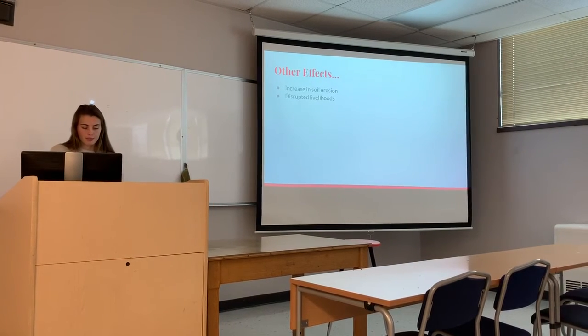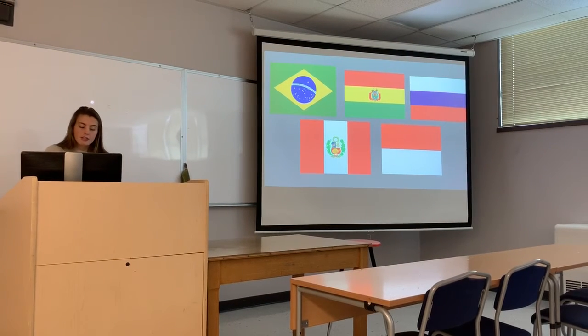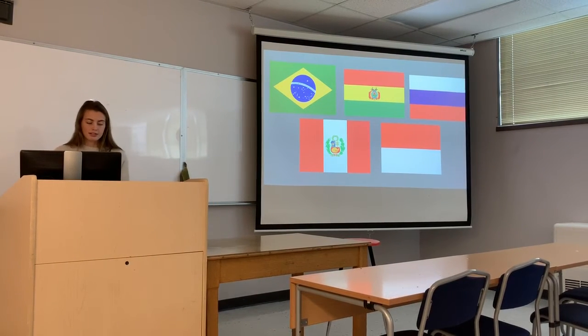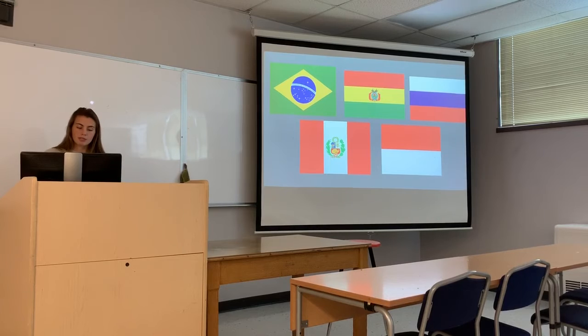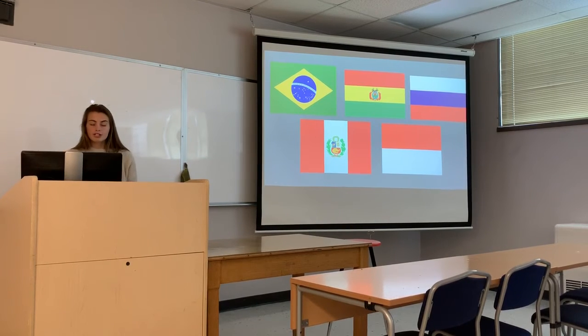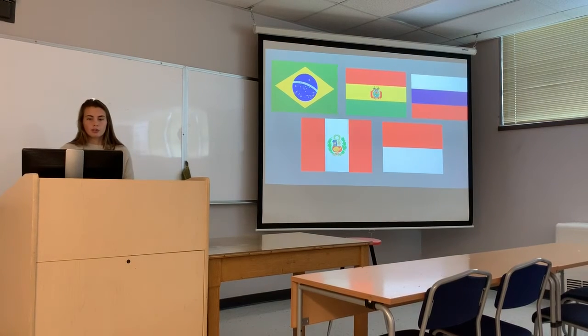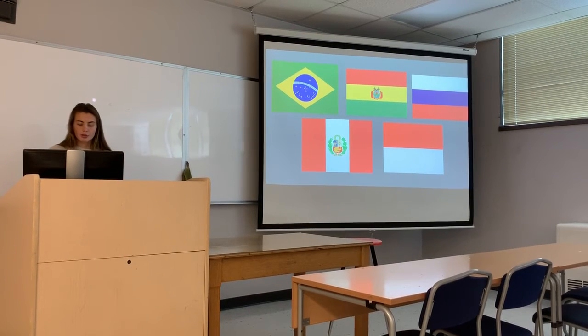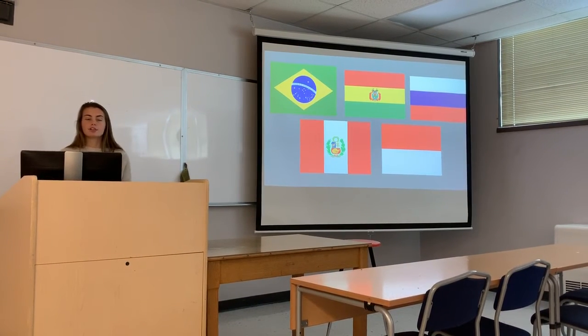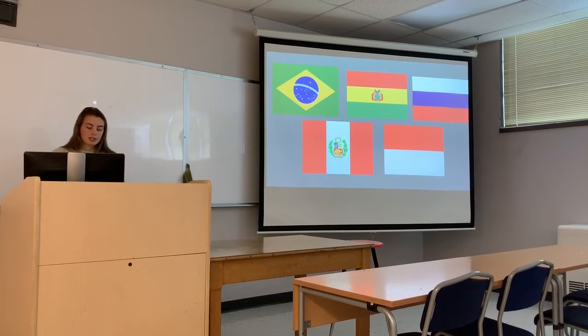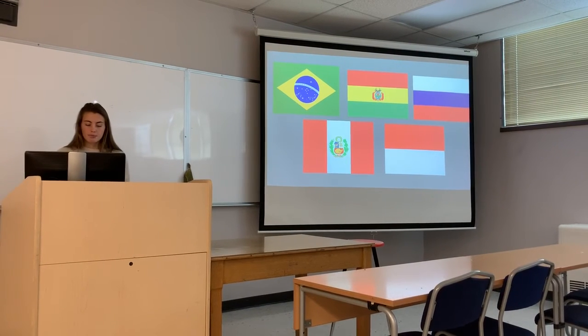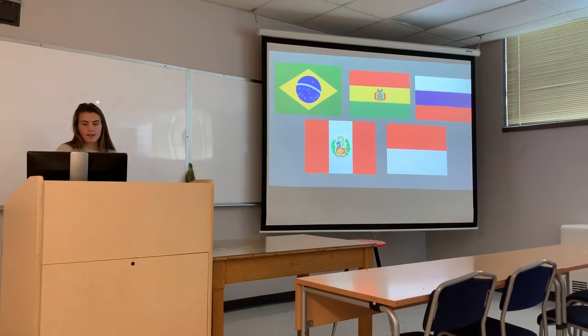Some of the top 5 places most affected by deforestation: number 1 is Brazil. This is where the Amazon forest is located and where it has the largest amount of trees in the world. Number 2 is Peru, where 80% of deforestation is due to illegal activity. Number 3 is Bolivia, 4 is Indonesia, and 5 is Russia.